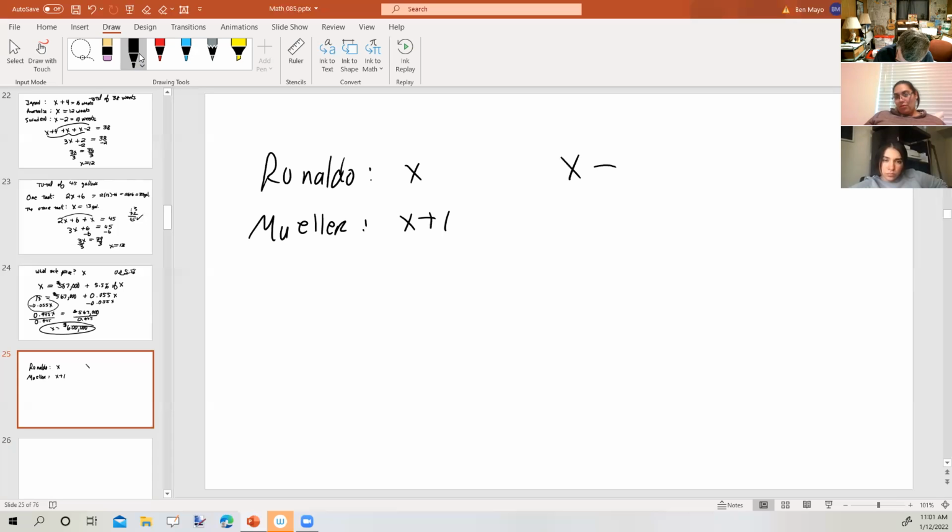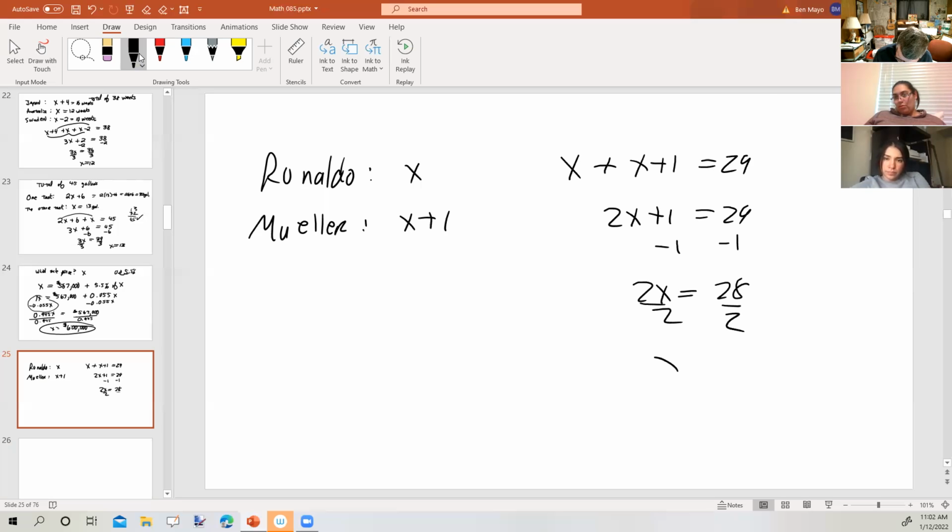So therefore, X plus X plus 1 equals 29. 2X plus 1 equals 29. 2X equals 28. X equals 14. So Ronaldo's 14 and Mueller's 14 plus 1 is 15. Turns out I'm wrong. And here's the thing I missed.